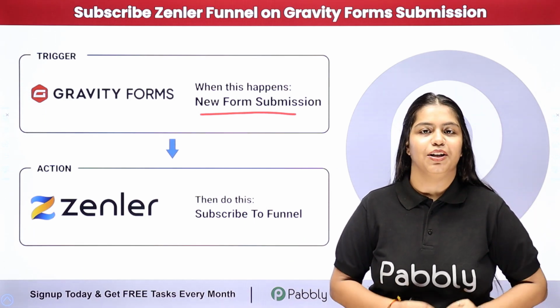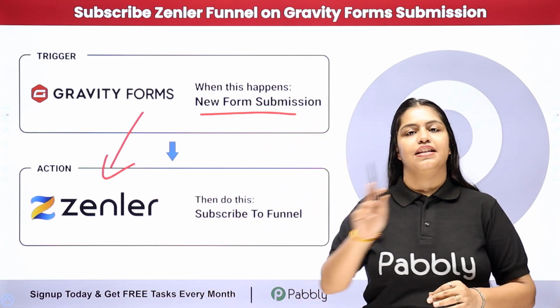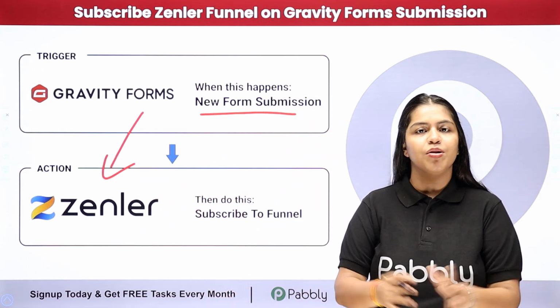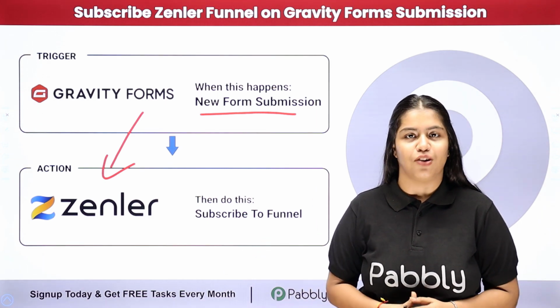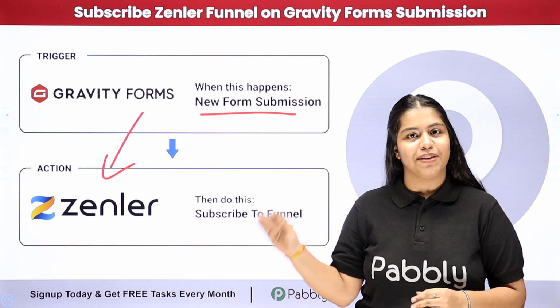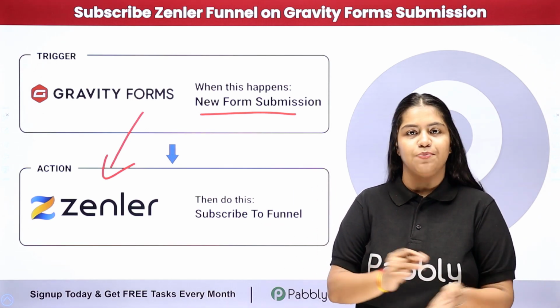To do this, we are simply going to create a connection between Gravity Forms and Zenler, and to create this connection without knowing any programming or coding language, we are going to use Pabbly Connect. It is an amazing automation software. So if you also want to create this amazing automation for your own business, then you have to come with me towards my screen.